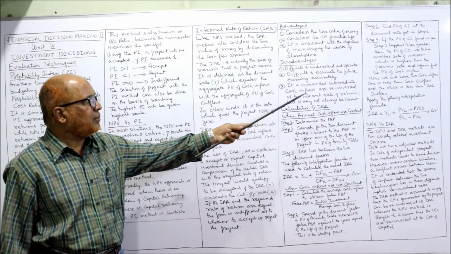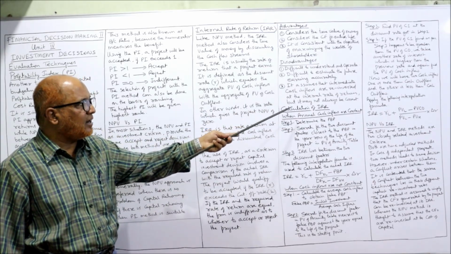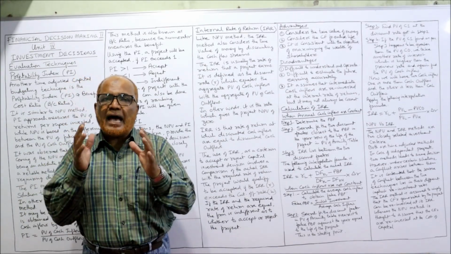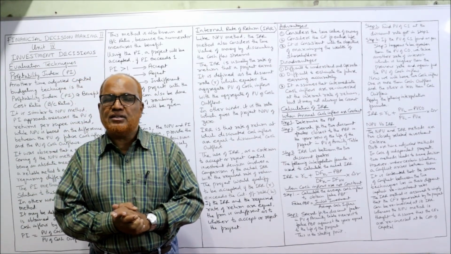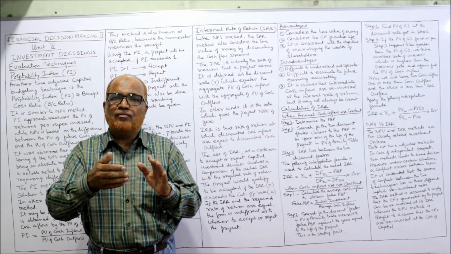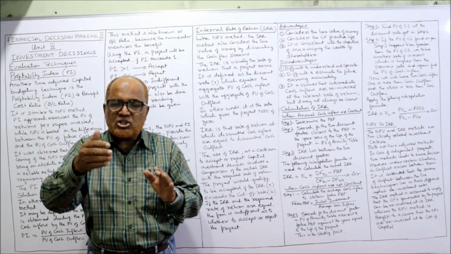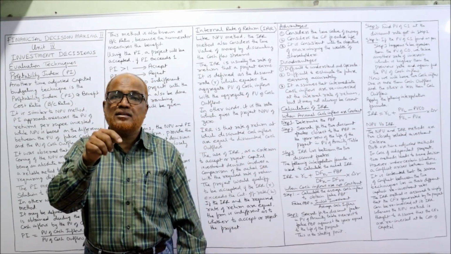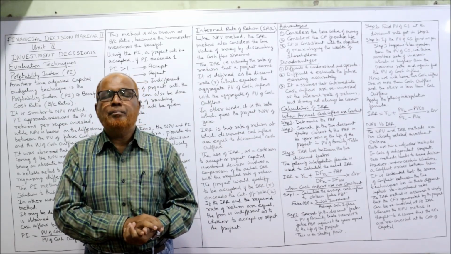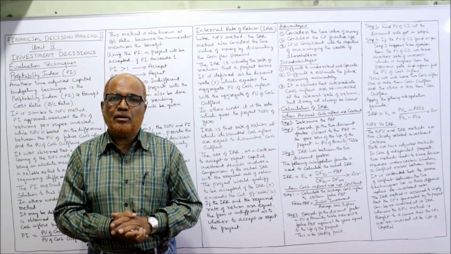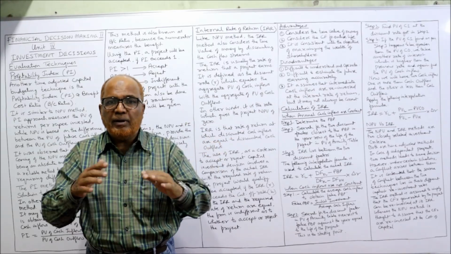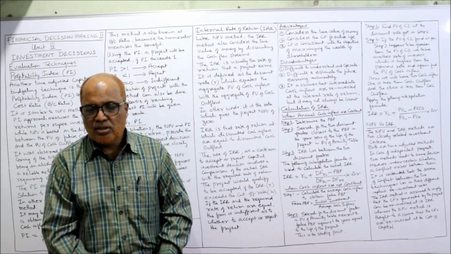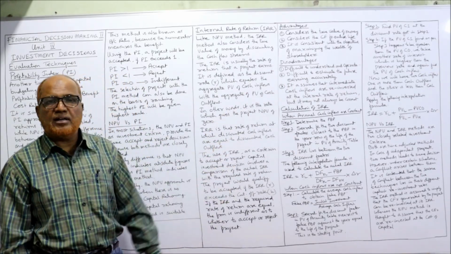It assumes that intermediate cash inflows are reinvested at the internal rate of return, but it may not always be true. One of the assumptions of the internal rate of return concerns the intermediate cash inflows. Every year, whatever cash inflows there are, those cash inflows are assumed to be reinvested at the internal rate of return. But normally it is not possible. The reinvestment rate may be different from the internal rate of return. That is a disadvantage. So these are the advantages and disadvantages of IRR.